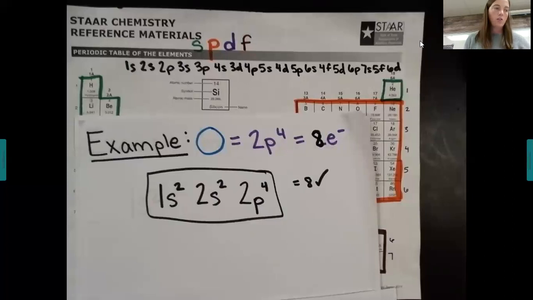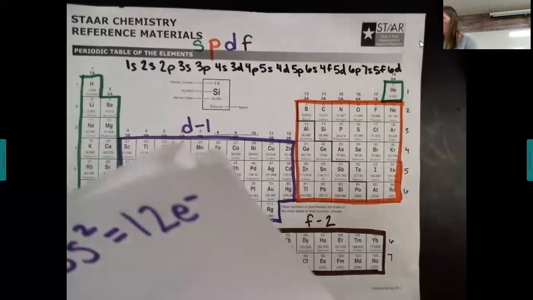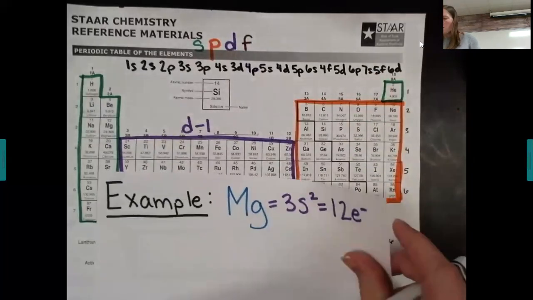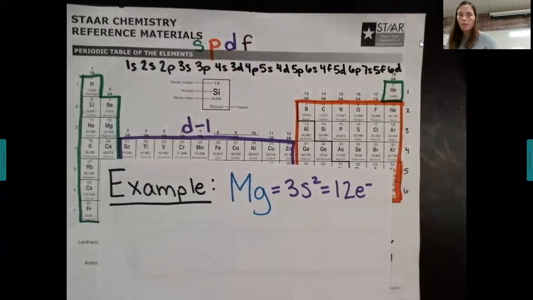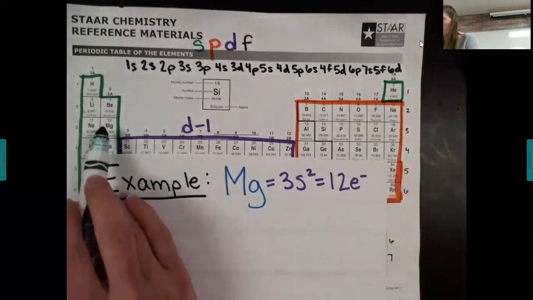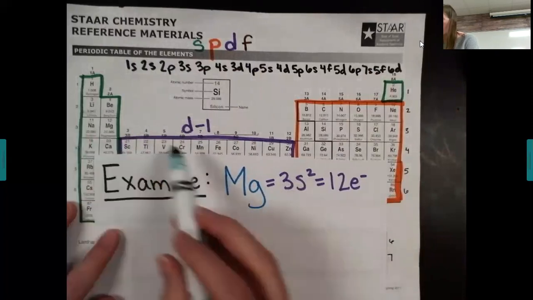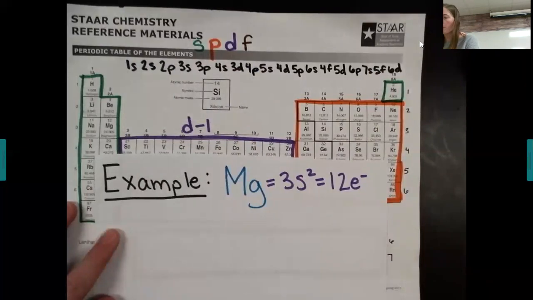All right, so our next example is going to be magnesium. If I can get the paper, here we go. All right, so when we find magnesium on the periodic table, it is right here. It's in the 3rd period, S block, 2nd one over, 3s2, and its atomic number is 12, so that's where I get the 12 electrons from.